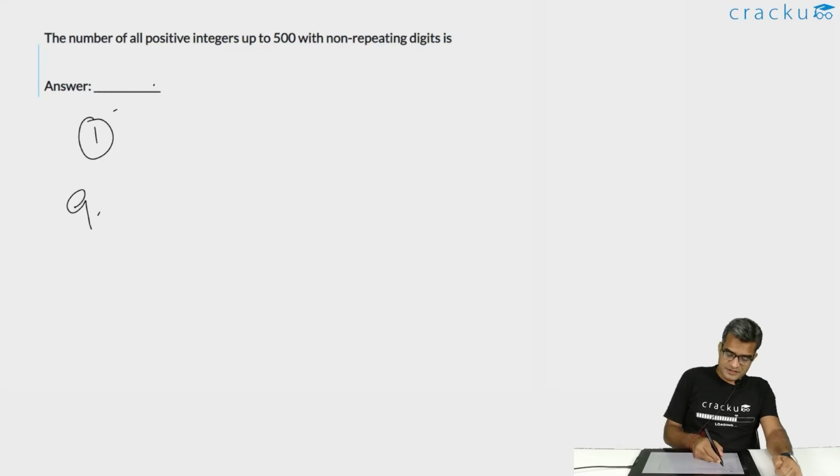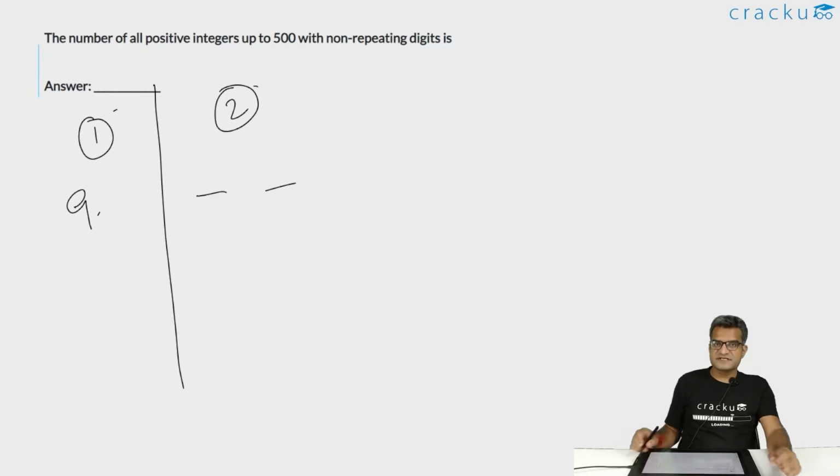Suppose you are looking at 2-digit numbers. You have here and here. The first digit can be any one of the 9 positive integers, 1, 2, 3, 4, 5, 6, 7, 8 and 9. One number is used. The second number can be any one of the remaining 9 numbers, because now you have to include 0 also. So suppose you have 4 as the first number.